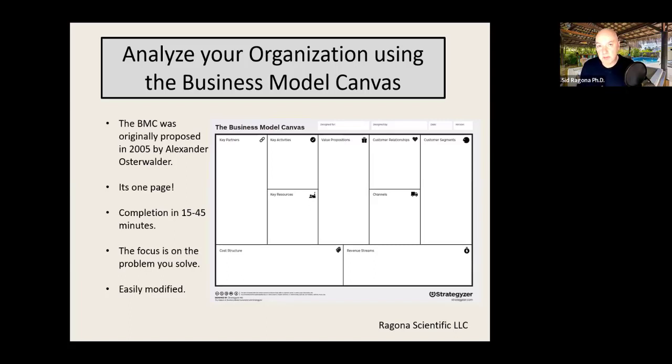The business model canvas is not a business plan. It is actually a snapshot in time of your business. And because it's a snapshot, it allows you to make alterations very easily. So let's get started with an overall description of the business model canvas.